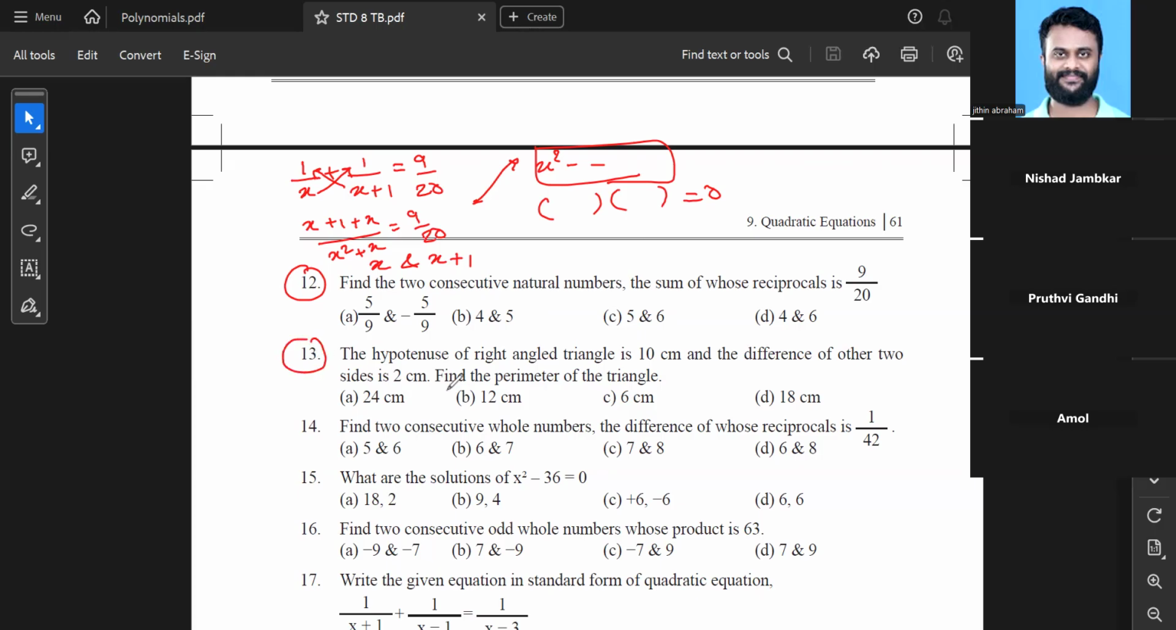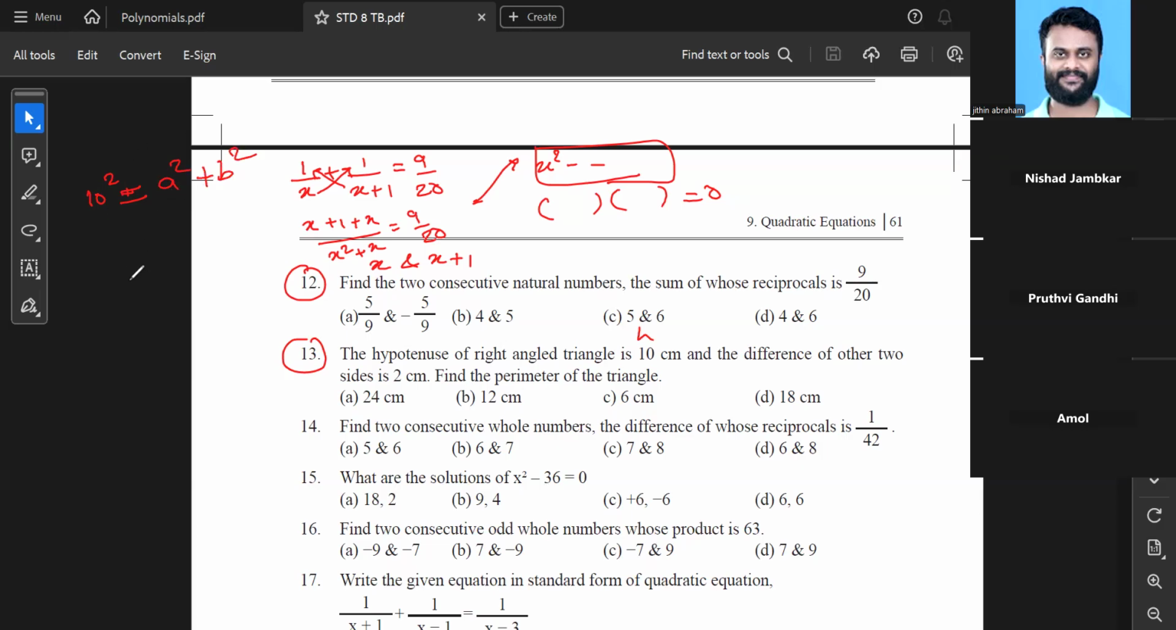In the 13th one, what you can do is, the hypotenuse of a right angle triangle is 10 centimeters. That's what they've said. Hypotenuse they've given, h. The difference of the other two sides is 2. Then the perimeter of the triangle will be how much? So the first equation what you have is hypotenuse square is equal to a square plus b square, which means one side square plus another side square. I'll call it a square plus b square. This is one of the equations which you have.